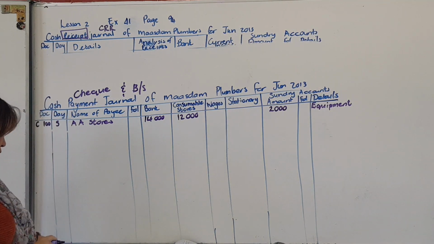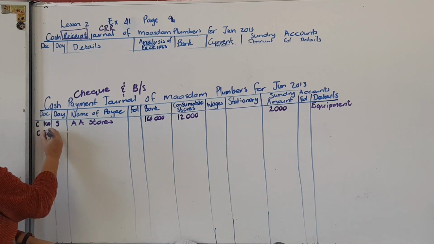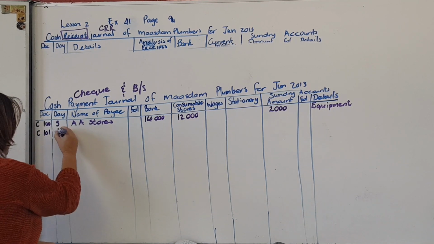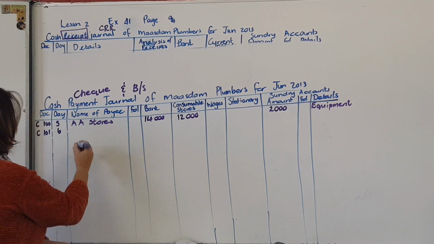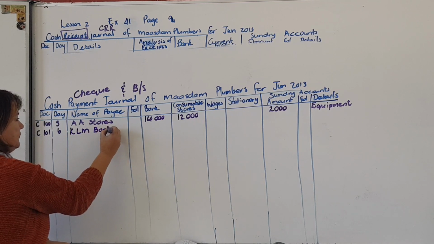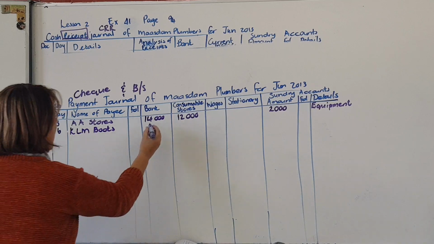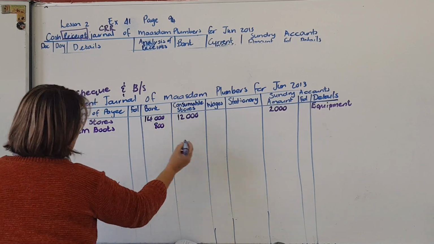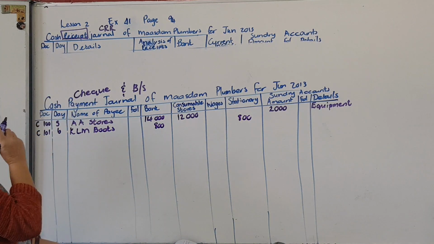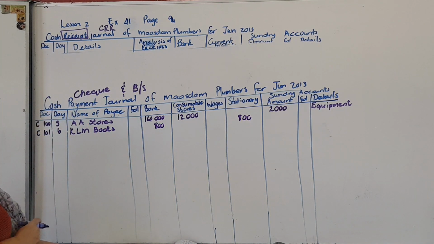Then my very next transaction is on the 6th. It says they bought stationery per check. So that's going to be check number 101. On the 6th, who did I buy from? KLM Books. And the amount, 800 Rand, and that's stationery. Okay, bought stationery, 800 Rand.